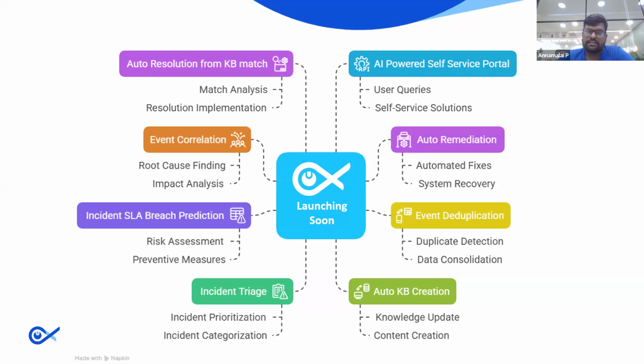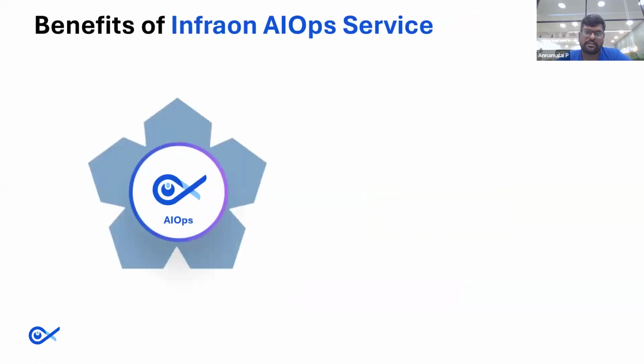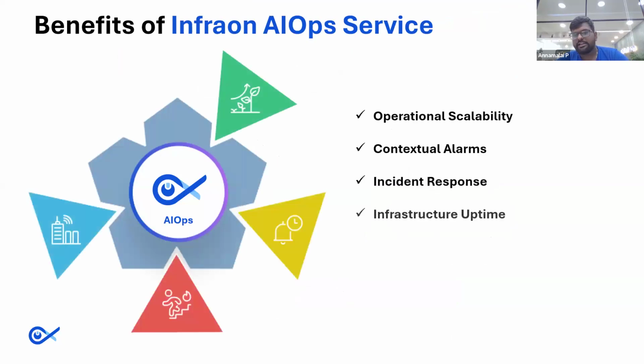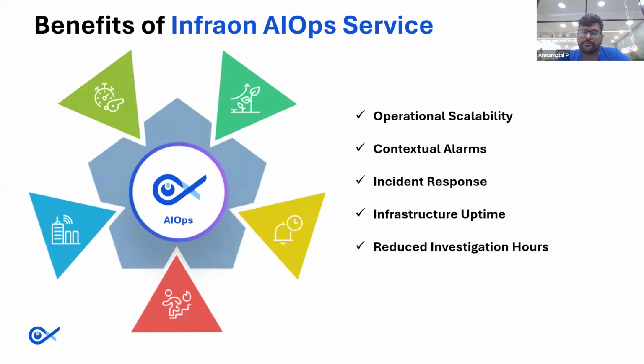So this is more about the AIOps platform, and let's see what all the benefits it could bring. It brings operational scalability, it brings contextual alarms into the picture, and it brings much faster incident response. It can help you maintain your SLAs, your quality of service, and your infrastructure uptime. And with our more intelligent platform, we can reduce the time it takes to find the root cause, investigate the issue, or analyze the issue.